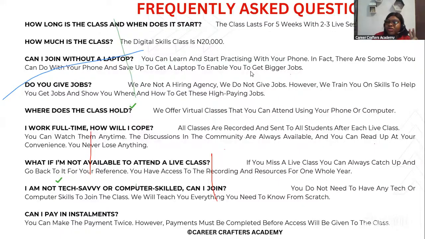Now, the class is 20,000 naira. We accept payment in 2 installments, so you can pay 10,000, 10,000. You still have some time, right? Whatever it is, you can pay twice, but payment must be completed before you are given access to the class. Now, remember the class is starting first week of April, but the 20,000 naira is the early bird fee. So after a while, we might take it up to maybe 25,000 or whatever we like.